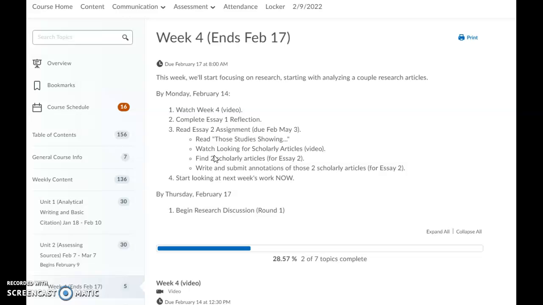Read those studies showing, I'll show you this in just a second. Watch Looking for Scholarly Articles, which is a video. Find 2 scholarly articles for your Essay 2, and then write and submit annotations to those 2 scholarly articles.